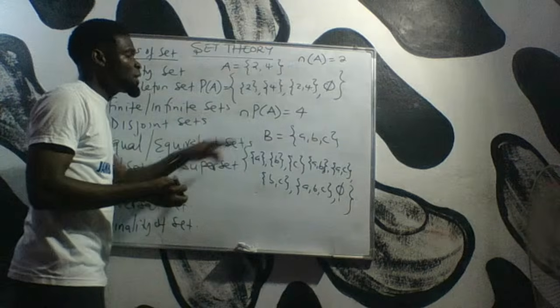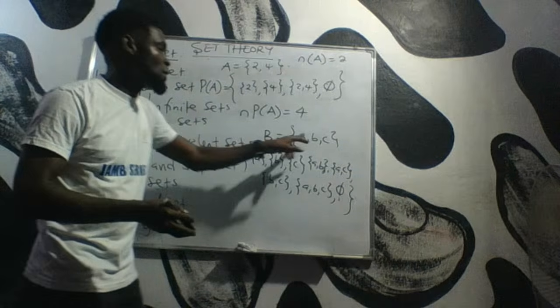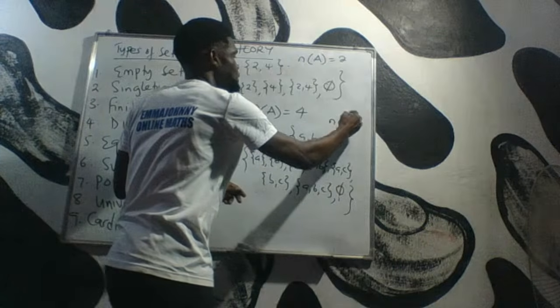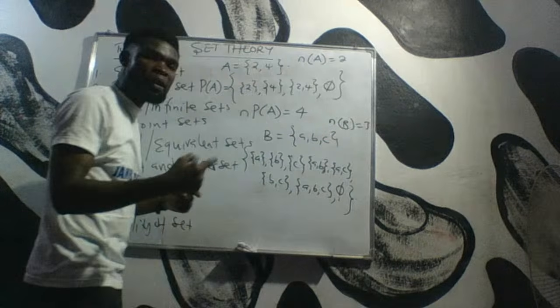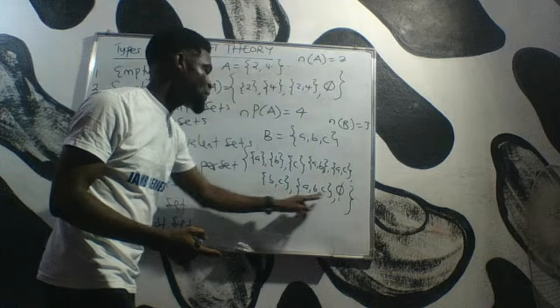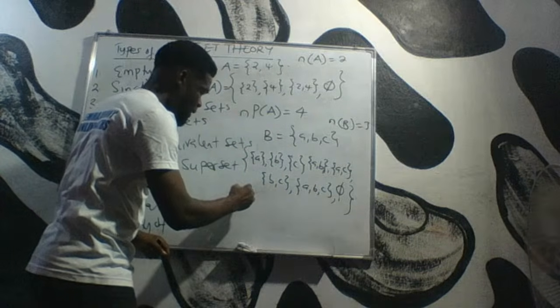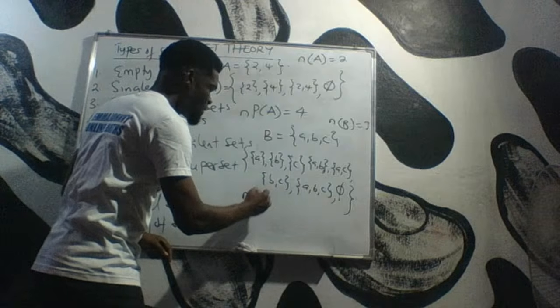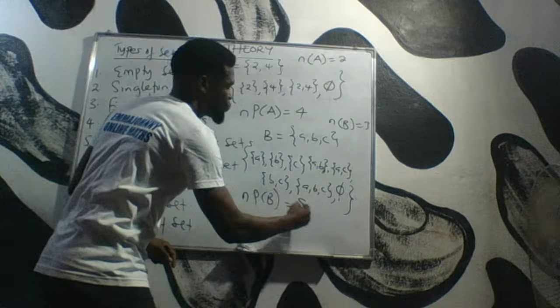Now, what is the cardinality of set B? It is 3, which means the number of elements in set B is 3. What is the cardinality of the power set of set B? 1, 2, 3, 4, 5, 6, 7, 8. That means the cardinality, which is the number of elements in the power set of set B, is equal to 8.